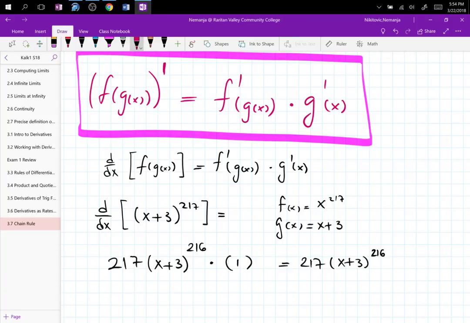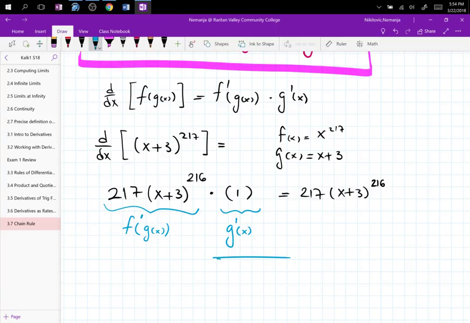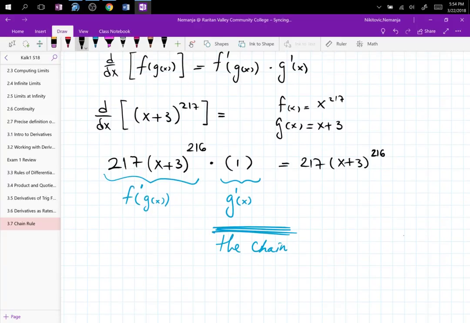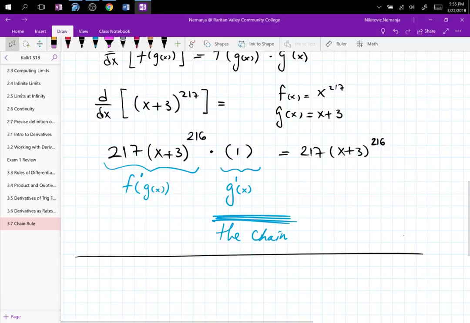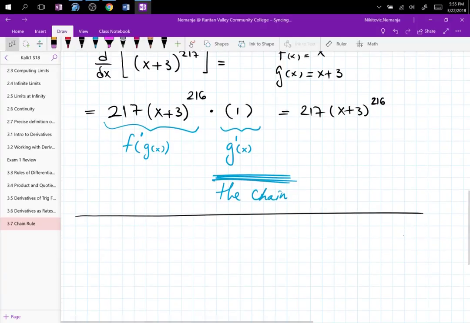So this part over here is the derivative of the outer function with the inner function still plugged in. And this over here is the derivative of the inner function alone. And this part over here is called the chain. We are going to do, without exaggeration, about 5,000 problems tonight on this. You really must know this. Let's go and take a look at another example.